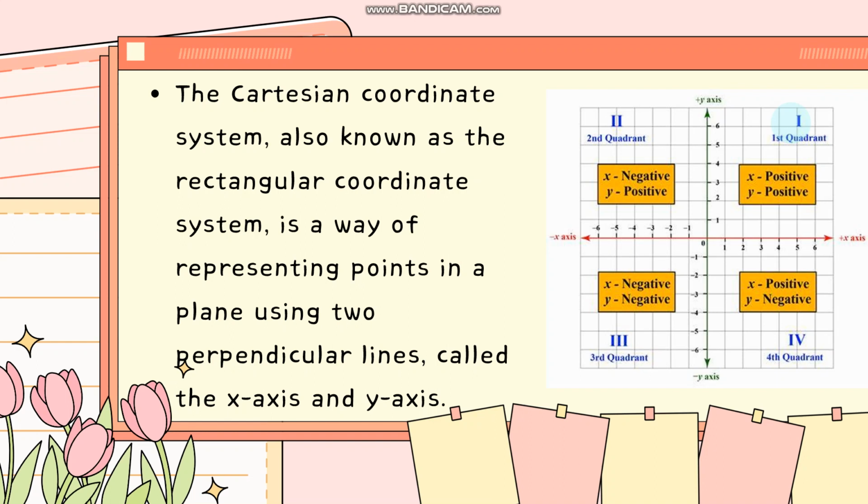is positive. And in the third quadrant, we have the x-axis negative and then the y-axis is also negative. And then in the fourth quadrant, you can see that the x-axis is positive and the y-axis is negative. So, yung points po na inilalagay natin dito ay tinatawag na ordered pair. The first number is the x and the second number is the y.